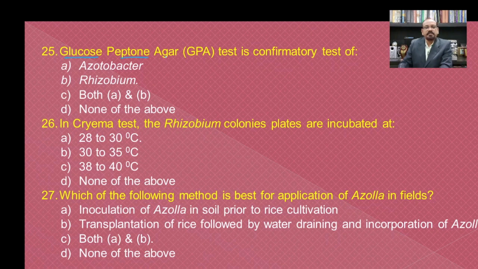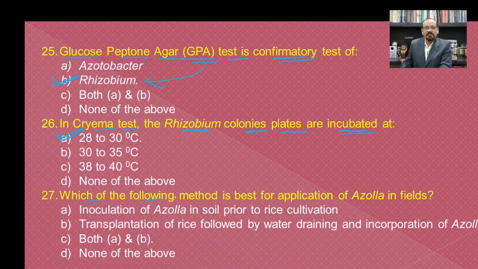Then the glucose peptone agar, that is the GPA test, is a confirmatory test carried out for the Rhizobium, and hence B will be the correct answer for this question. In the CRIMA test, the Rhizobium colony plates are incubated at 28 to 30 degrees Celsius temperature, and hence A will be the correct answer for this question.